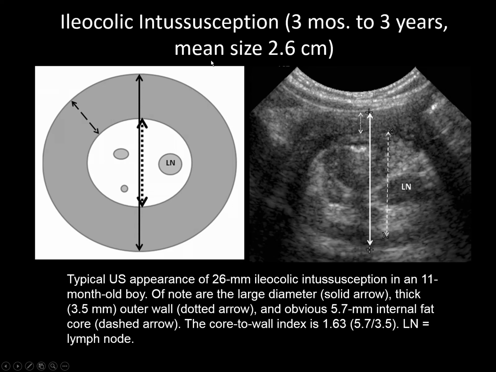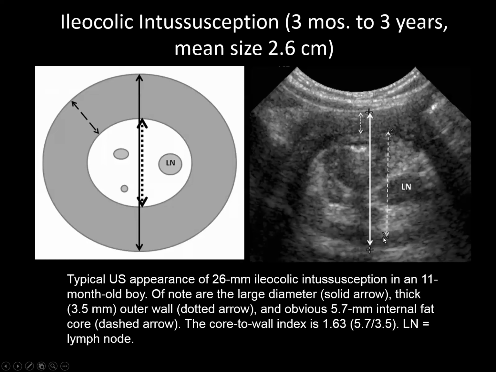Very important to note that in ileocolic intussusceptions, the age range is generally from 3 months to 3 years. Especially if the patient is older than 5, you have to question whether it's truly an ileocolic intussusception, and if it is truly bowel within bowel, then you have to pretty much assume there might be a lead point. The mean size for ileocolics is 2.6 centimeters. And here's an actual ultrasound image in transverse plane of the same areas that were measured.